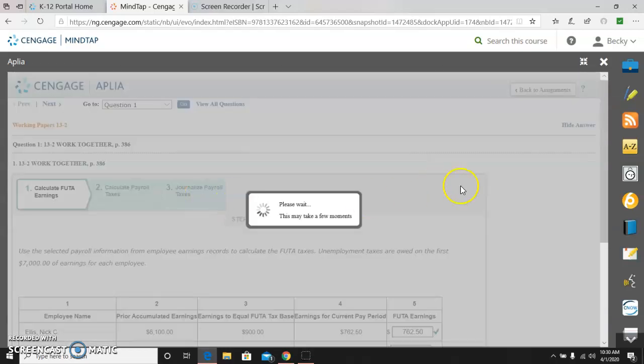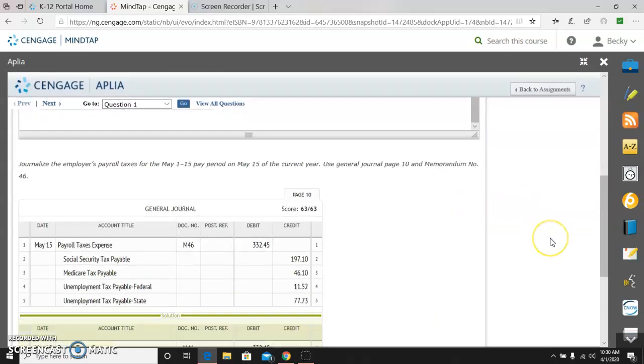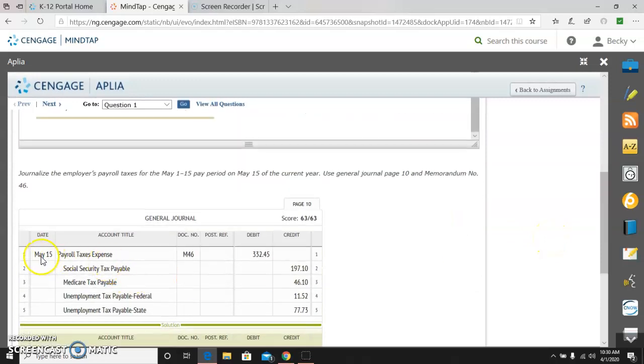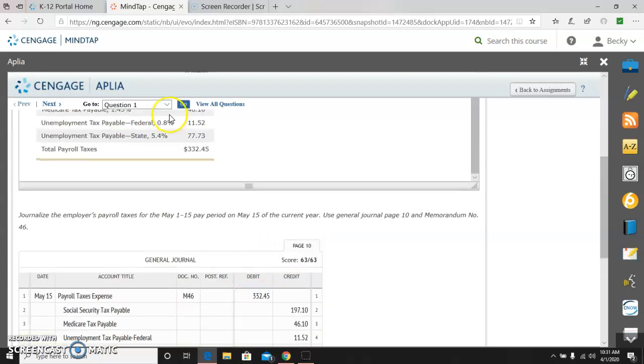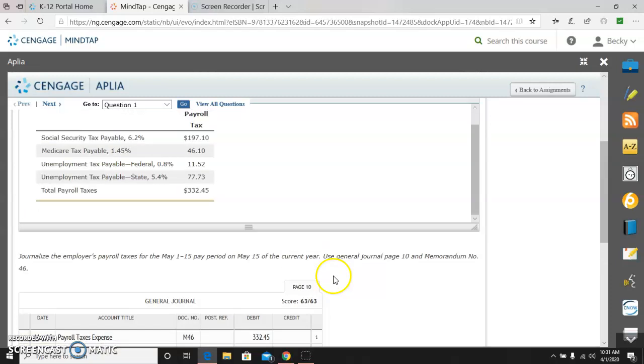And if I go to that step, we will see that the journal entry, May 15th was the date. We debit payroll taxes expense for the total up above. We put our document number, which is memo, it says it right here, memo 46. And we do the debit for $332.45. And then we do all the credits, Social Security tax, Medicare tax, unemployment federal, unemployment state, all payables, all credits, and we just copy them from up here.